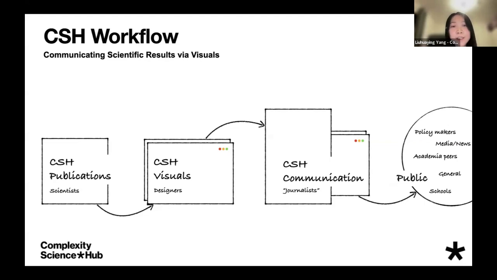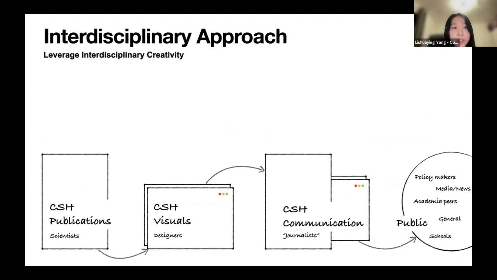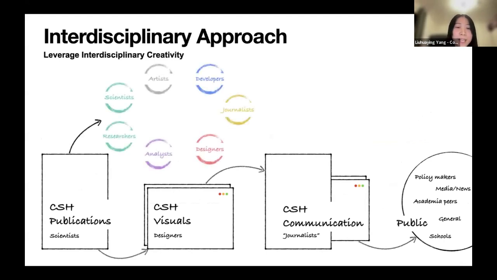This inspired me to adopt a more interdisciplinary approach, gathering different kinds of talents from outside of our institution, like artists, journalists, analysts, and also researchers from outside complexity science. Then we team them up and have them collaborate on visualizations for our research.